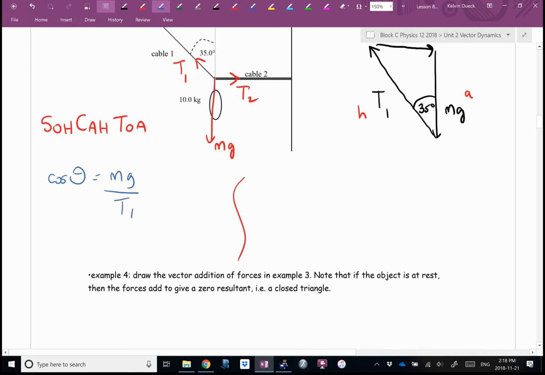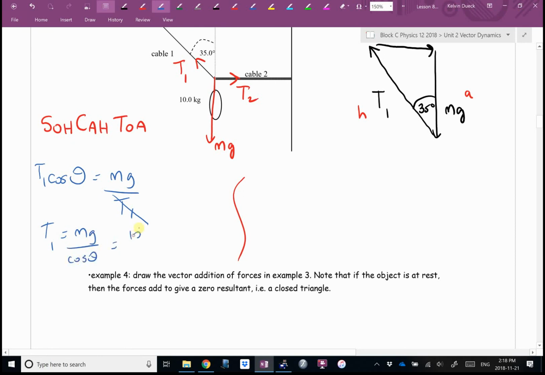Aisha, what am I trying to find? How would I get tension 1 by itself? It's on the bottom. Or is it? Well, here's what we said. We said dividing by tension 1 on this side is the same as multiplying by tension 1 on this side, and then you can divide the cos over. So we ended up with mg over cos theta.